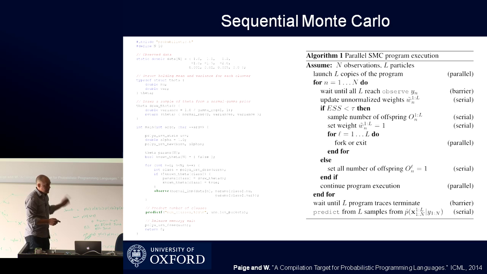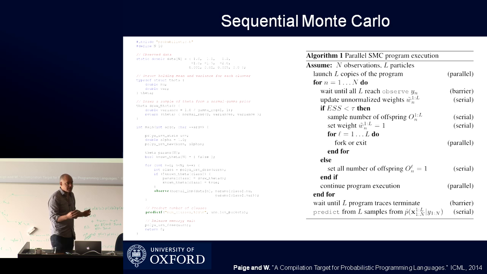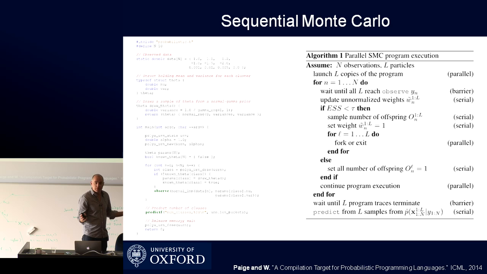And you continue. And of course, because at the very end we have a sample set that are draws from the conditional distribution of all of the random choices made in the program, given all of the observations, then we can just compute our predicts, whatever the predict statements are.